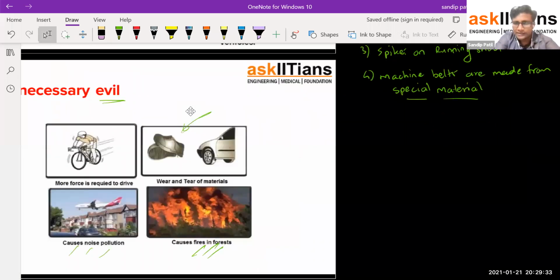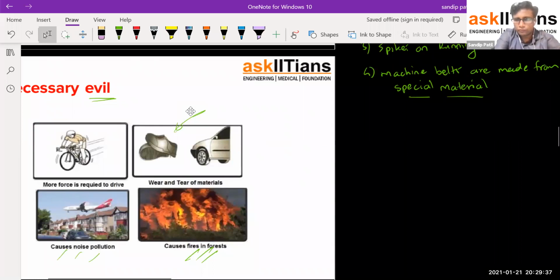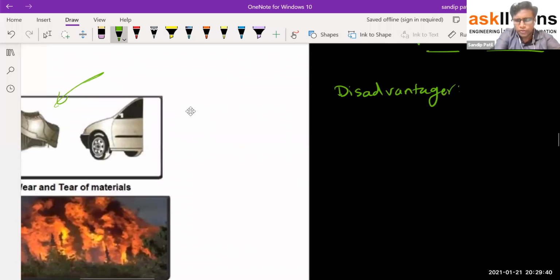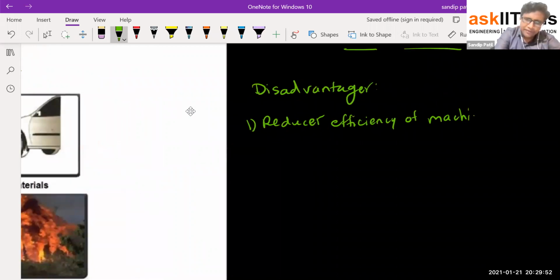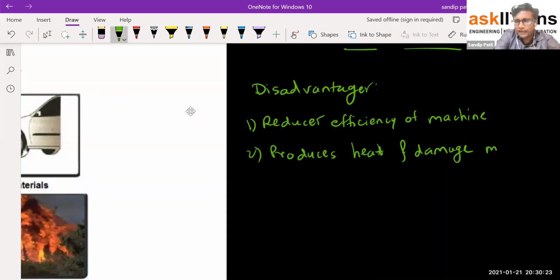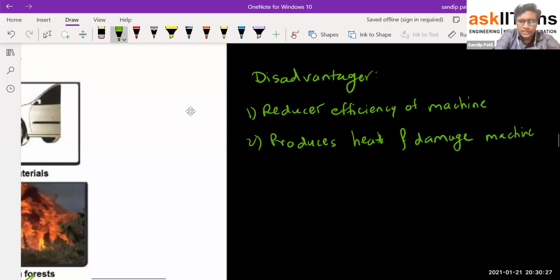Let's list out more disadvantages. First, it reduces the efficiency of machines. If you go to any manufacturing plant, there are a lot of machines, and in machines obviously there is friction. If there is friction, it will reduce efficiency. Efficiency means how much output we can get from the machine, right? How is the efficiency reduced? Because friction produces heat. Some energy is converted into heat which we do not require, and this heat can also damage the machine. So this is a disadvantage of friction.